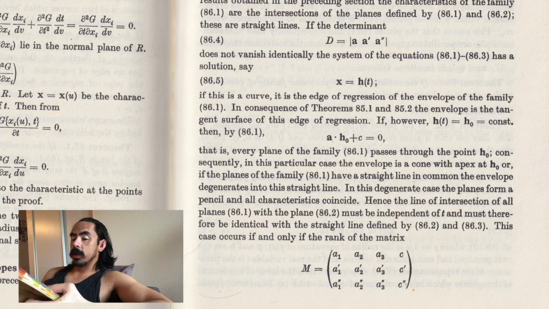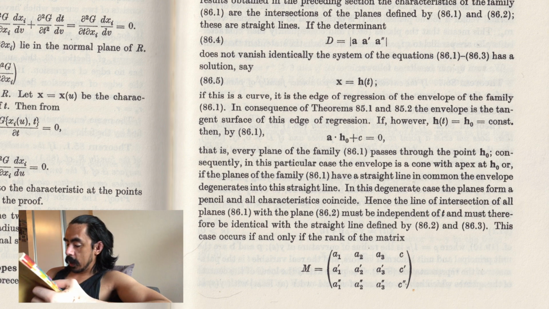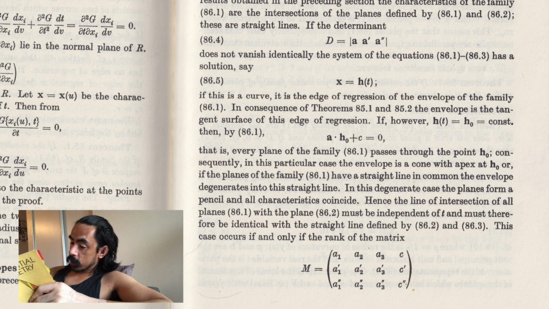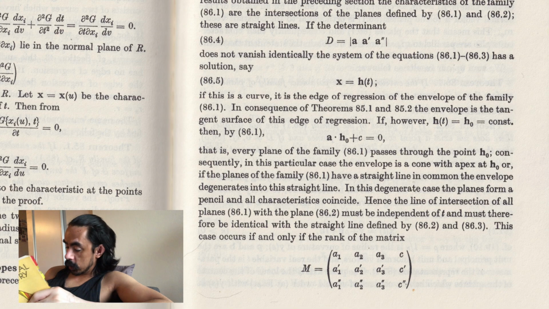Consequently, in this particular case, the envelope is a cone with apex at h naught, or if the planes of the family given by the governing g equals 0 relation of this entire section have a straight line in common, the envelope degenerates into this straight line. In this degenerate case, the planes form a pencil and all characteristics coincide. Hence, the line of intersection of all planes given by g equals 0 with the plane partial g partial t equals 0 must be independent of t and must therefore be identical with the straight line defined by partial g partial t equals 0 and partial squared g partial t squared equals 0.